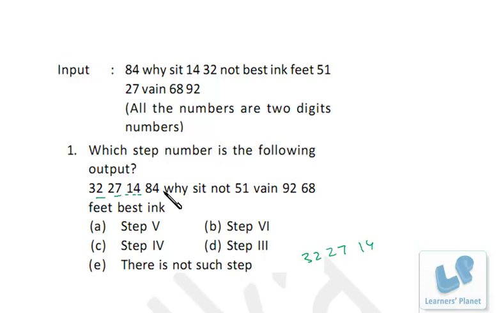And why we are sure of that? Apart from arranging the numbers, we have to arrange the words also, right? So in the first step, best will be at the last place, right? After that, in alphabetical order, feet will be there, and after that ink will be there. Okay, but in this case we are having feet, vest, ink. That means we should have feet between vest and ink, right? So there is no such step. I hope you are clear.